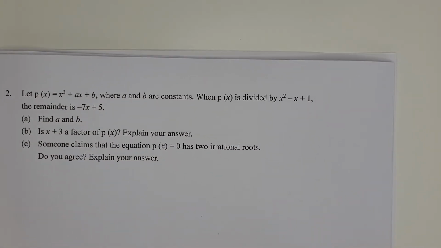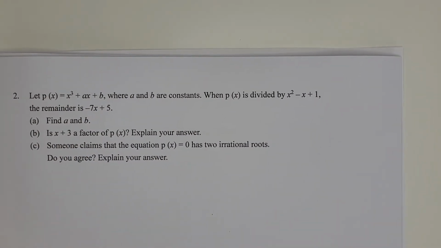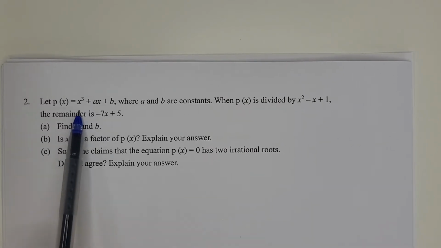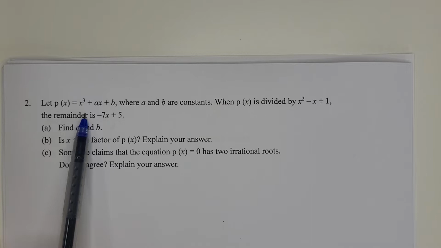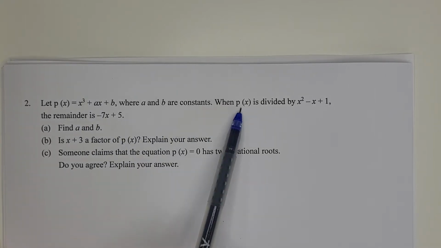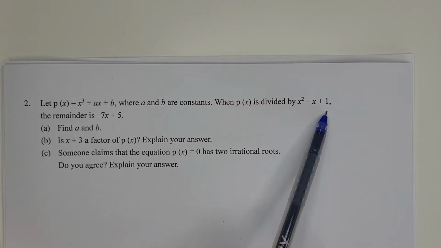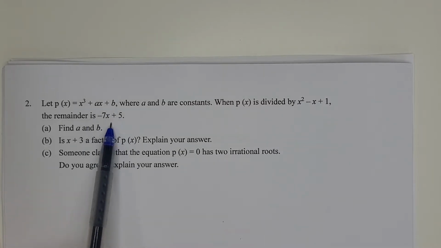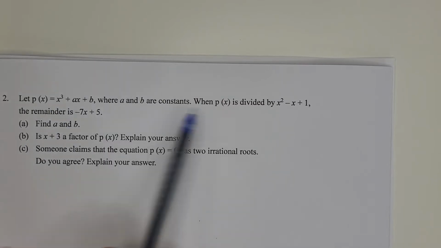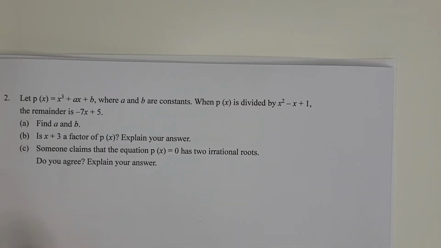For the second question, that is the question more about polynomials. So let P be a cubic polynomial, x cubed plus ax plus b, where a, b are constants, and P(x) is divided by x squared minus x plus 1. The remainder is this one. So if you really forgot the relationship among those polynomials, don't worry.